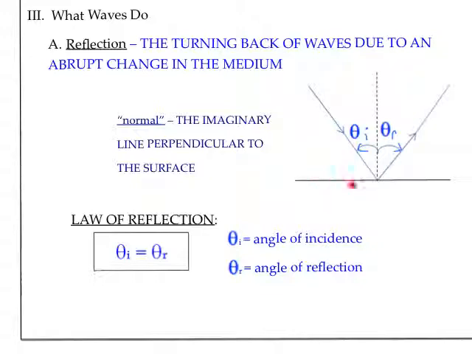It might be curved or it might be jagged, but if we look at a normal line that's perpendicular to the surface, this will always give us a really good reference point. So the law of reflection is going to tell us that when we measure from this normal line, our angle of incidence will equal the angle of reflection, and this is true for any type of wave.